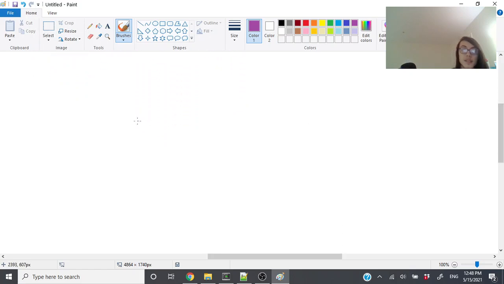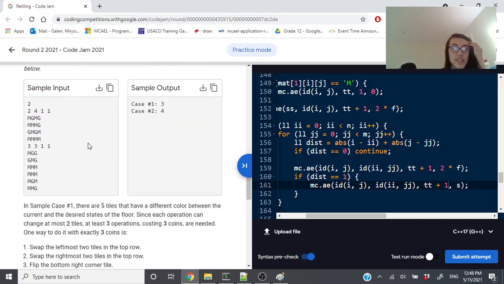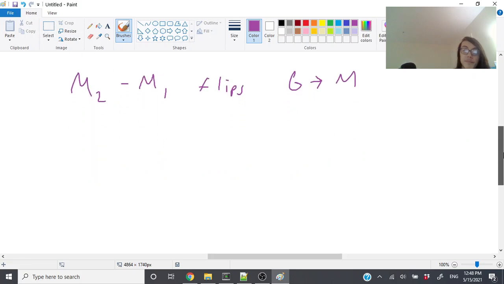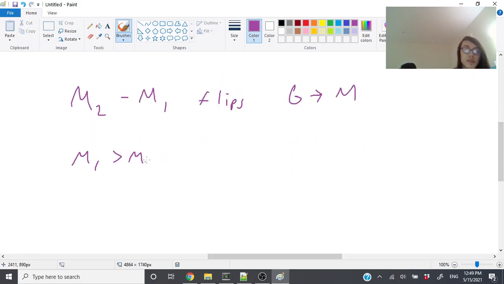To do flips, the idea is we have to have the same number of m's in both of them. So suppose the number of m's in 1 is less than the number of m's in 2, then we need to do m2 minus m1 flips of turning g's into m's. We need more m's. And if m1 is greater than m2, then we do m1 minus m2 flips of m to g.